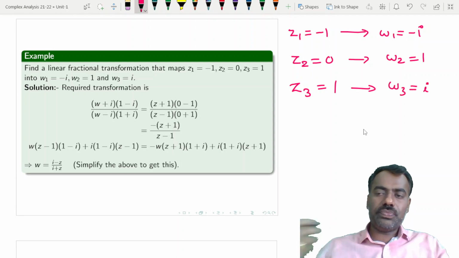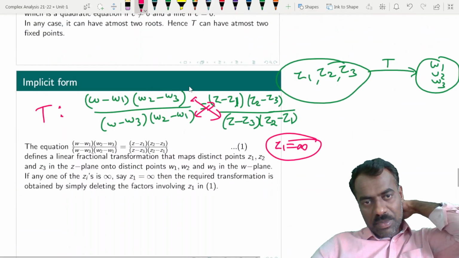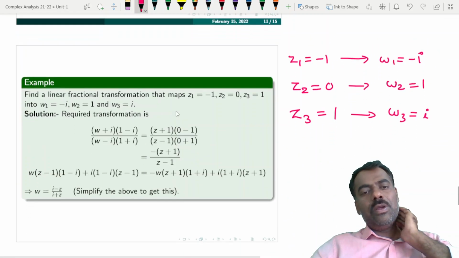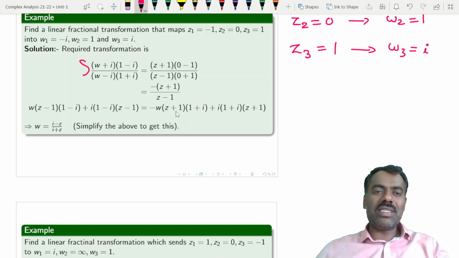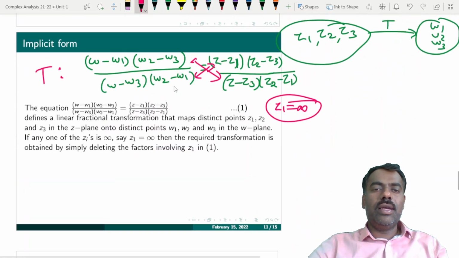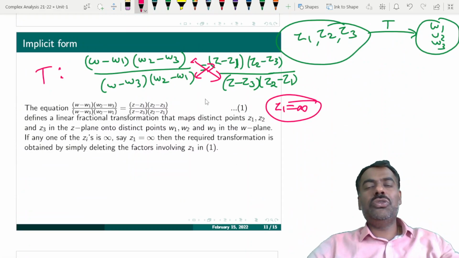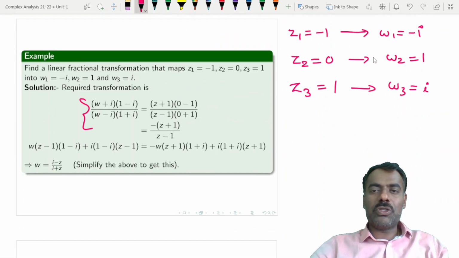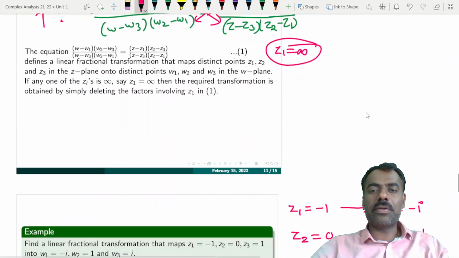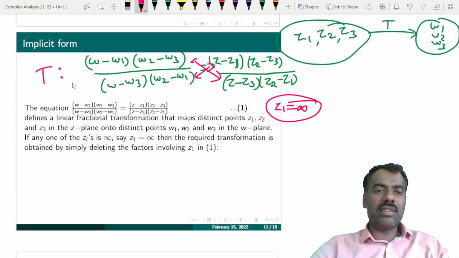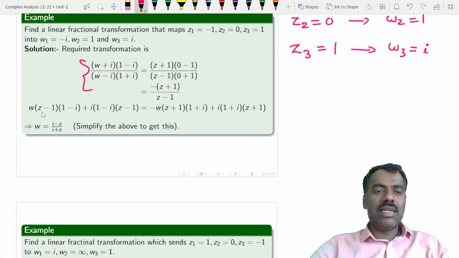How can we find it? By simply simplifying the required transformation, (w minus w1)(w2 minus w3) upon (w minus w3)(w2 minus w1). This is a basic calculation, just substituting and calculating, that's all. Substitute the values of w1, w2, w3 here, and the values of z1, z2, z3 here. On the right hand side you have z, and on the left hand side you have w. So it involves w as well as z, and you try to bring w to one side and the other things to the other side.